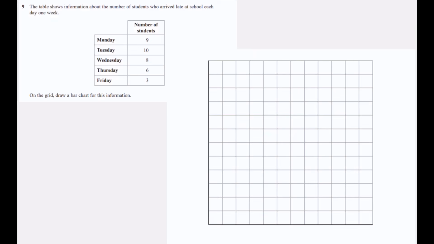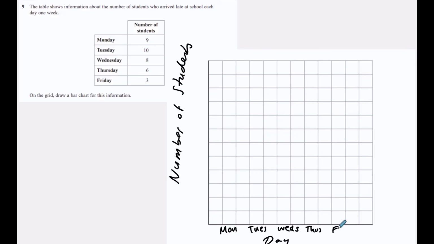The table shows information about the number of students who arrived late at school each day 1 week. Draw a bar chart for the information. So a bar chart, we're going to have a different bar for Monday, Tuesday, Wednesday, Thursday, and Friday. So it's going to have to be a single bar. We're going to have number of students up the side. And we'll have the day at the bottom. And we're going to have Monday, Tuesday, Wednesday, Thursday, and Friday.